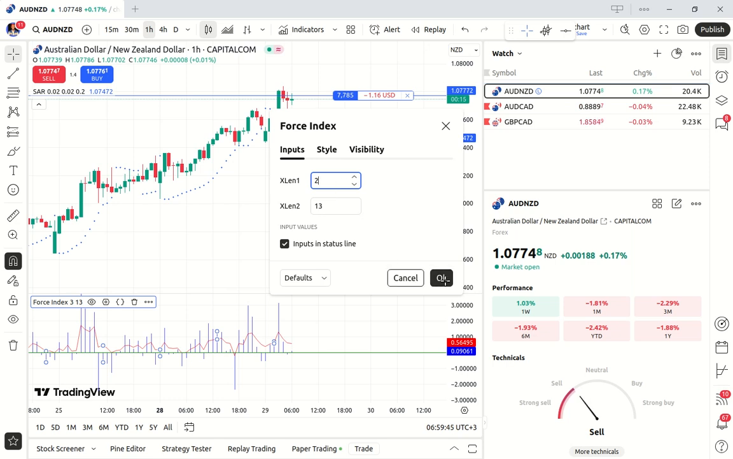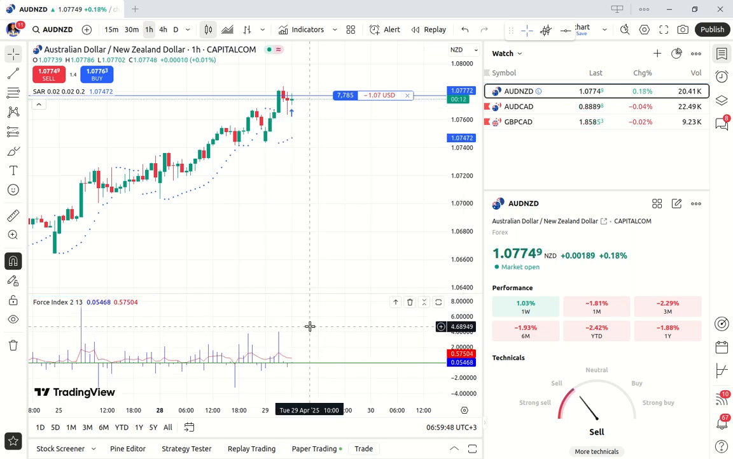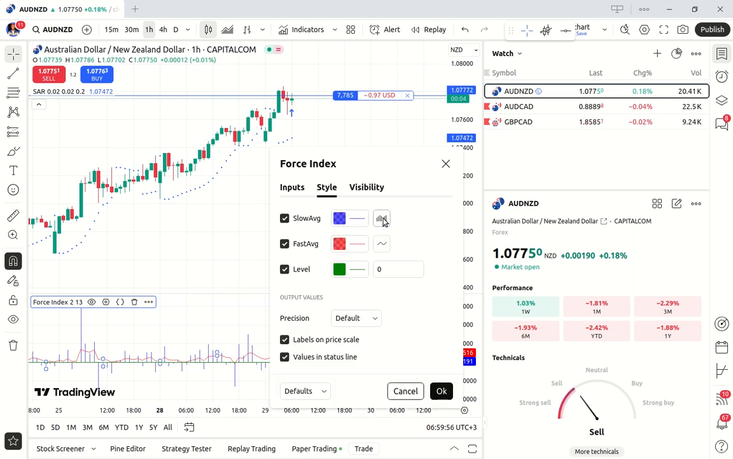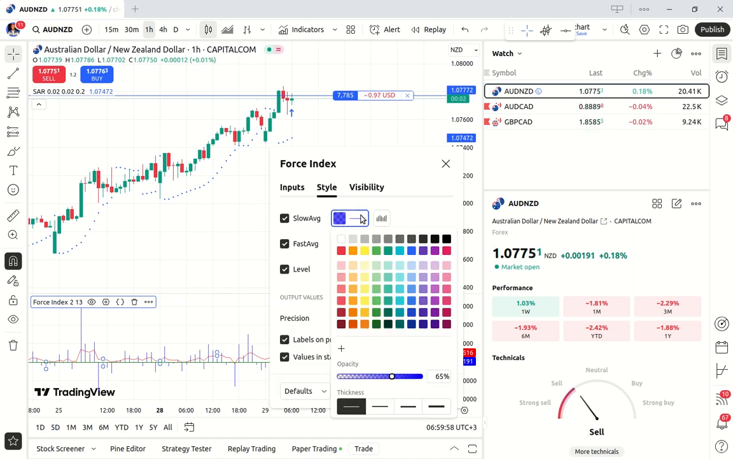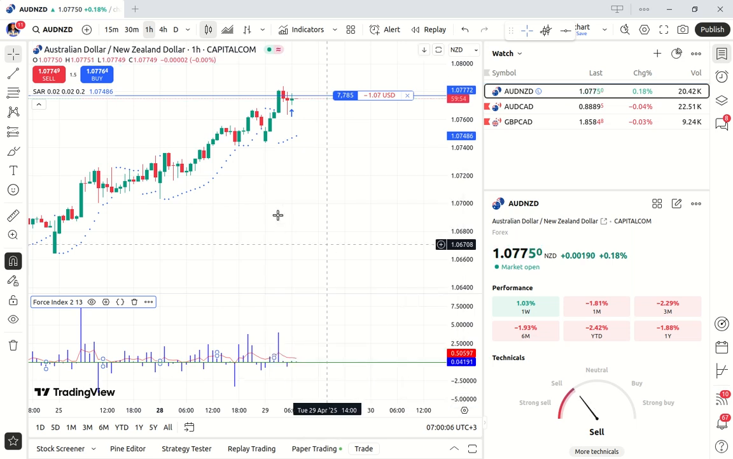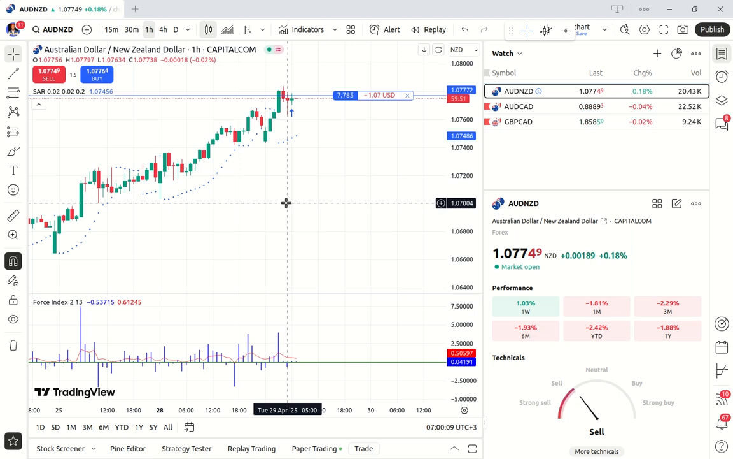I see two. How is it on 2 days? I think on 2 days it's a bit more clear. Let's see. Definitely the entry would have been best here. So I think we would use the force index for entry, right? Like look at this point right here. This would have been your best entry on this bar right here.